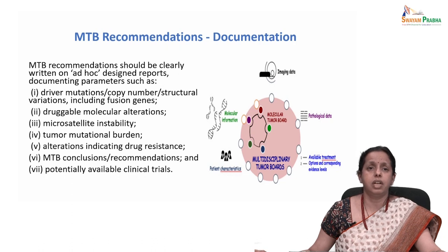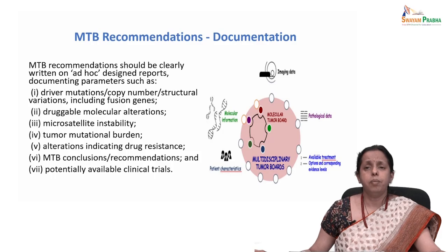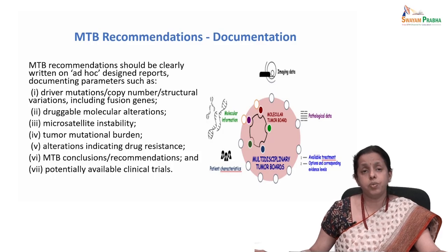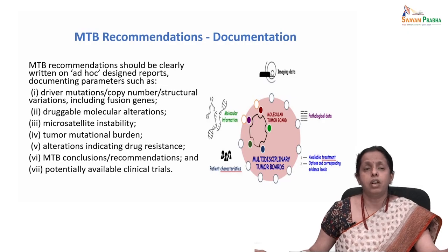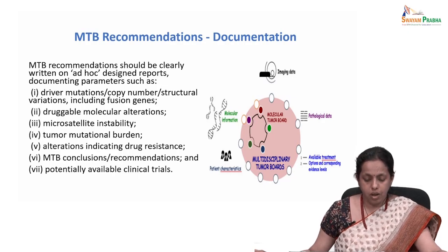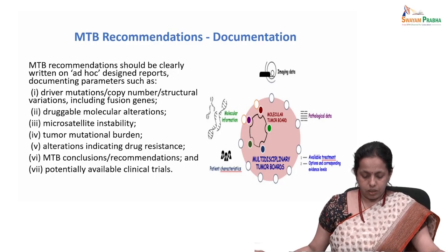Then you should be able to say the druggable molecular alterations, microsatellite instability, tumor mutation burden, very, very, very important, TMB, and how these alterations are indicating drug resistance. Then MTB conclusions and recommendations, and potentially available drugs. Not necessarily all drugs in clinical trials, but even some particular drugs which are in the market, the molecular tumor board has to be able to recommend. Then you have a very important data.